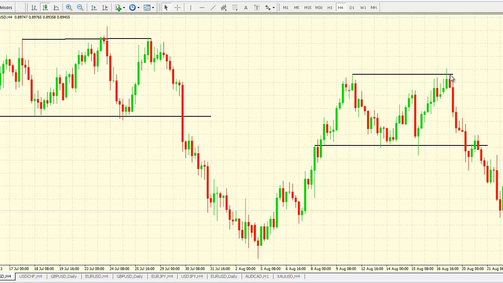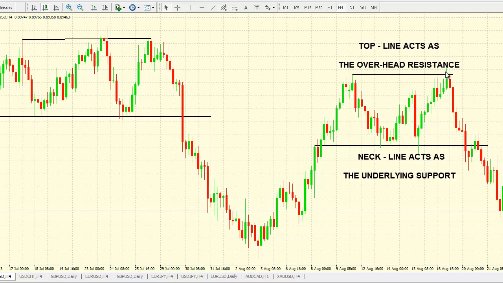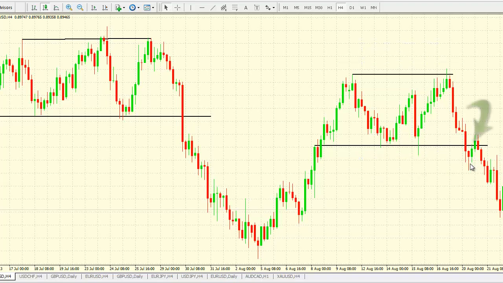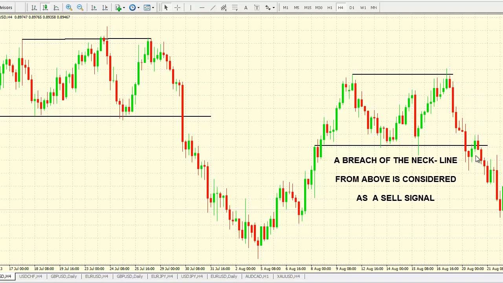Now from this point, the price again slid towards lower price levels. The neckline would act as the underlying support, while the top line acts as the overhead resistance. Once the price breaks out below the neckline, the pattern is said to have been triggered. A considerable decline below this level is considered a sell signal.